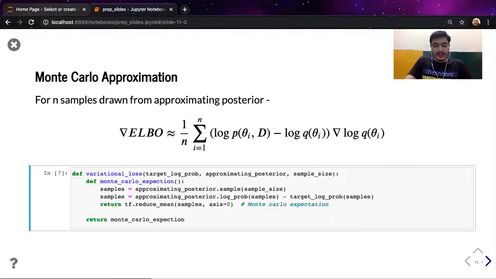Yeah, here we're going to define it in TensorFlow. After we have drawn a certain number of samples from the approximating distribution, we're going to calculate the log probability with respect to the approximating distribution and the target log probability of the model as well. And then we're going to take the Monte Carlo approximation over the batches. This is how we're going to define our variational loss, or the ELBO.